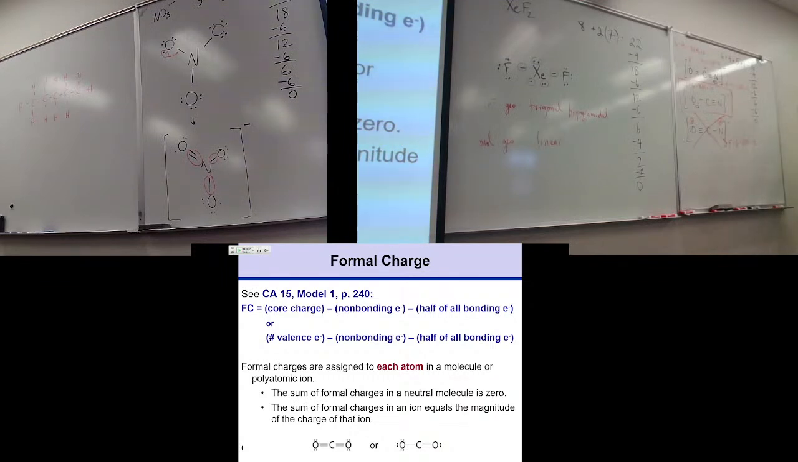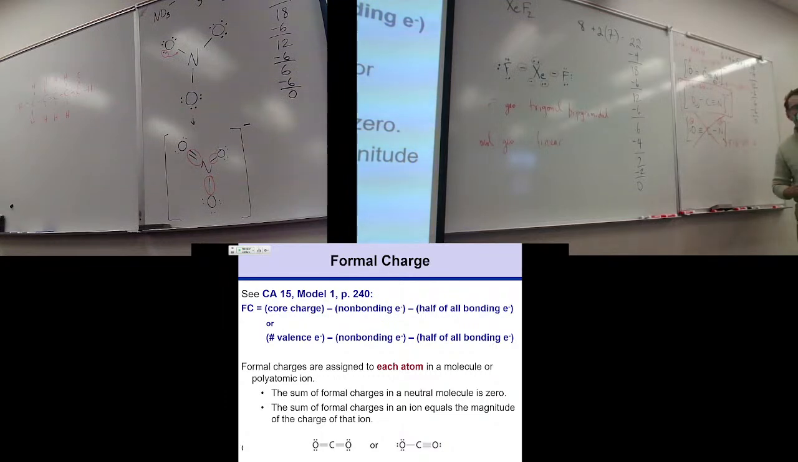So what does a negative charge ultimately mean? It means an extra electron. That's in my mind what a negative charge means. Electrons are negative. So if you're going to have an extra electron somewhere, it's most likely going to be on an element that likes electrons, an element that is very electronegative.